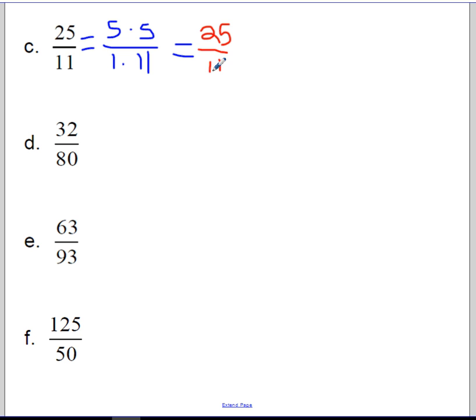You could write it as a mixed number, and 11 goes into 25 2 times, which is 22. So that gives us 3 left over. But that's not necessary. We can leave it as an improper fraction.